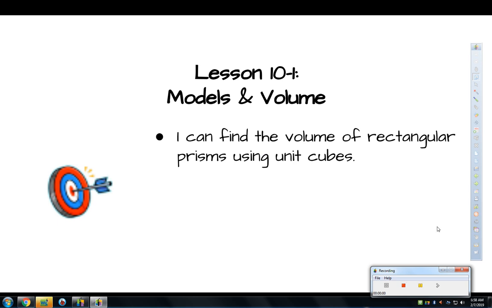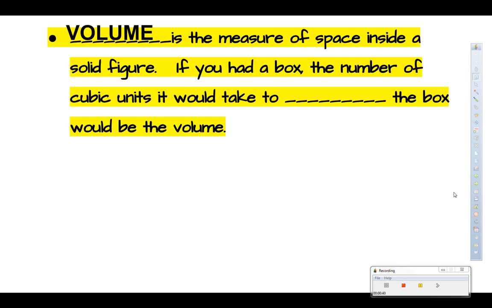So some things to highlight and figure out in your notes: the volume is the measure of space that's inside a solid figure. So I want you to picture a box. It's your birthday. It's wrapped up. And the number of little unit cubes it would take to fill that box would be the volume. If we think about the room that you're sitting in, it would be the amount of unit cubes or water or stuff we could fill the room with from floor to ceiling.